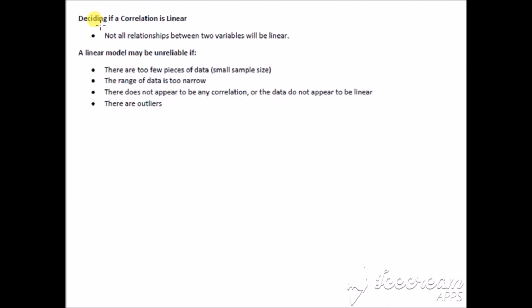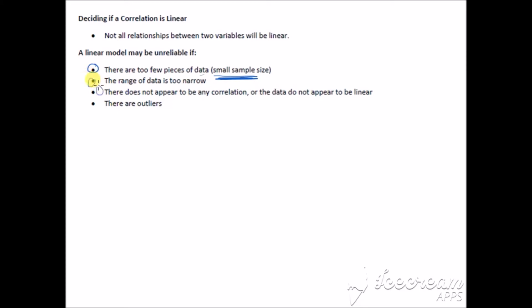Deciding if a correlation is linear. Not all relationships between two variables will be linear. A linear model may be unreliable if, and these are some of the criteria, there are too few pieces of data, so it's a small sample size. You can't just collect data on one or two and then umbrella the rest under those two examples, right? That would be extreme. Or the range of the data is too narrow.